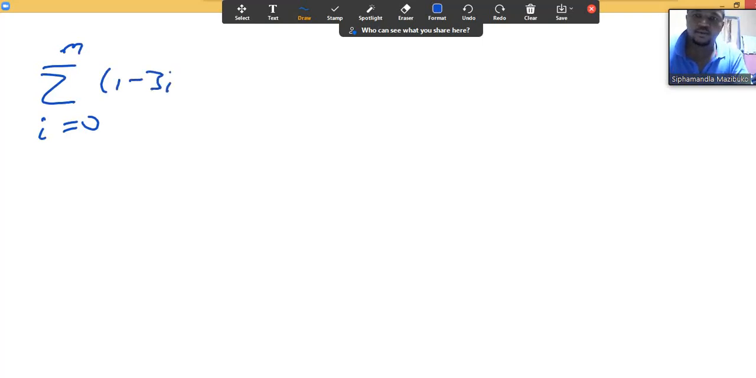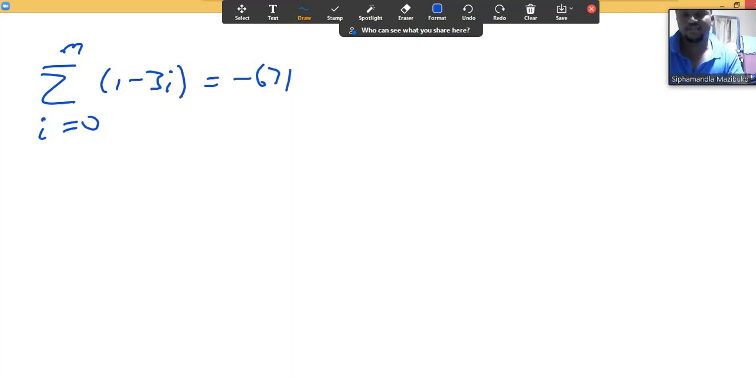Suppose we're looking at this one here, the summation of i from 0 to n, and we have 1 minus 3i is equal to minus 671. So we apply the same method, the same way how we do it.